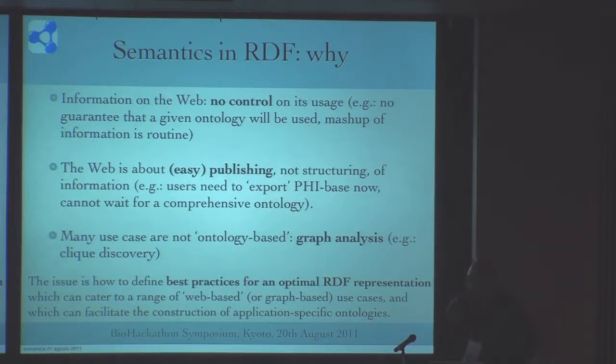And another aspect is that there are many use cases that actually don't work for ontologies, like graph analysis. A typical use of the information in this database from users is actually to look for clusters of interacting genes. So this is a use case that can be already addressed at the RDF level. No? So the issue is then how to define best practices for an optimal RDF representation which can cater to a range of, let's say, web-based or graph-based use cases, and which can also facilitate the construction of specific application-specific ontologies. So with this kind of idea in mind, I went over this 5 days project.